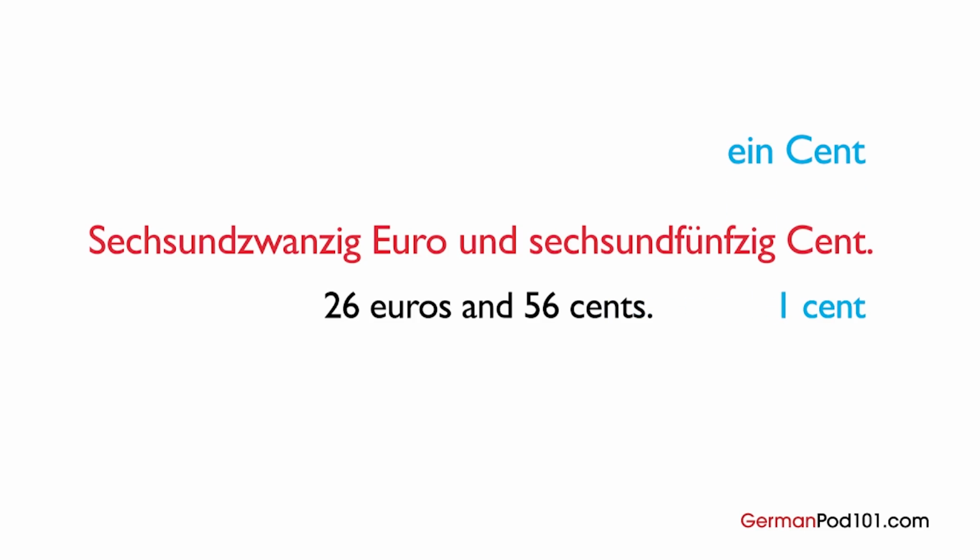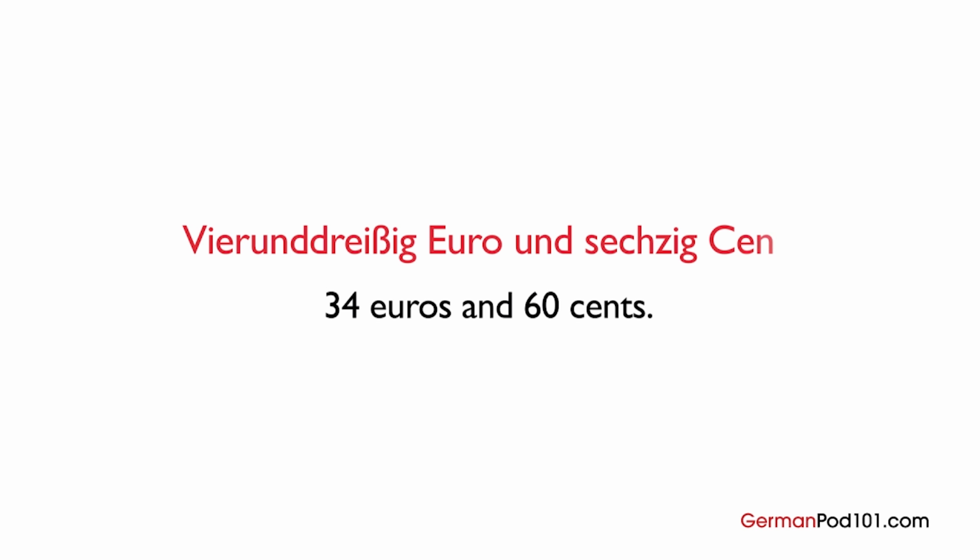1 cent is 1 cent and 10 cent is 10 cents. You don't use the plural form, no matter how many euros or cents you have. It's really straightforward. First, we say the number of euros, then euro, then the number of cents, and finally cent. Let's try another example. 34 euros and 60 cents. 34 Euro und 60 Cent.